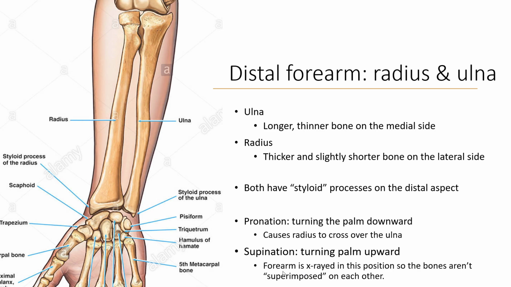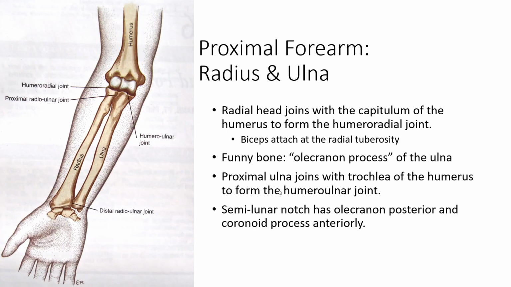This is how we x-ray the forearm, at least in a supinated palm position, so that the bones don't get superimposed or crossed over, like you can see in a picture that we'll talk about tomorrow night.